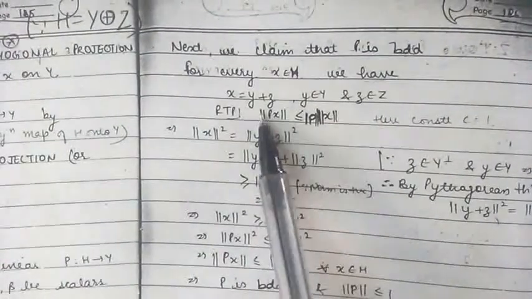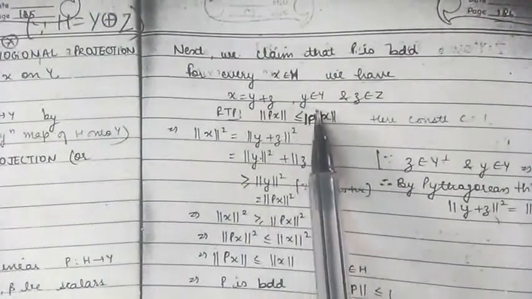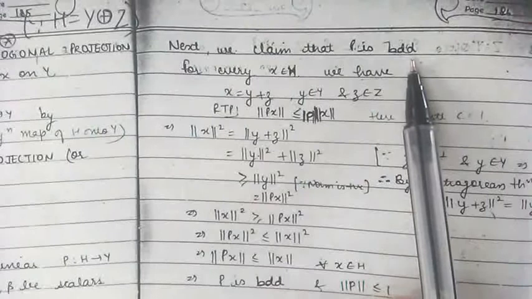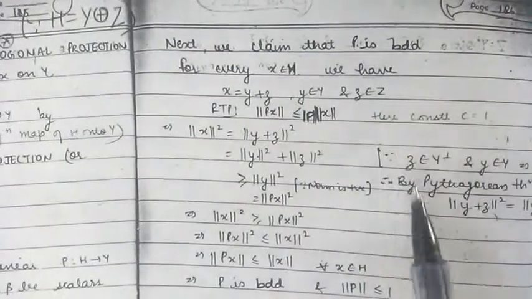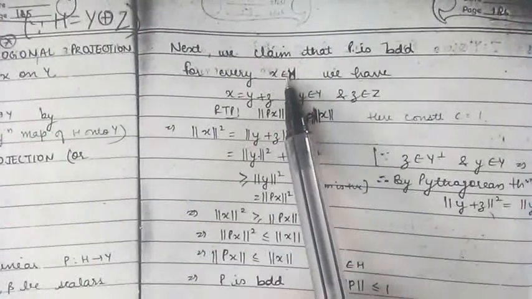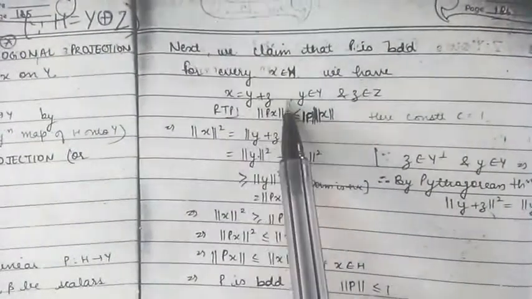We are to prove this property. If this condition is satisfied, then we say that P is a bounded linear operator. So let us take x belonging to H. Now again, by using the projection theorem, x is equal to y plus z.